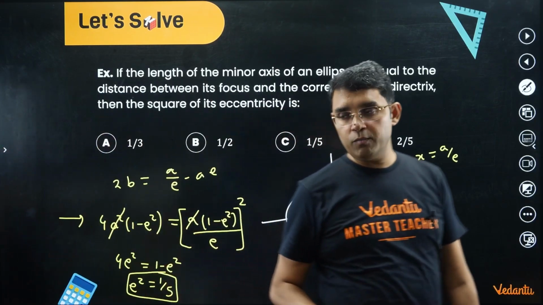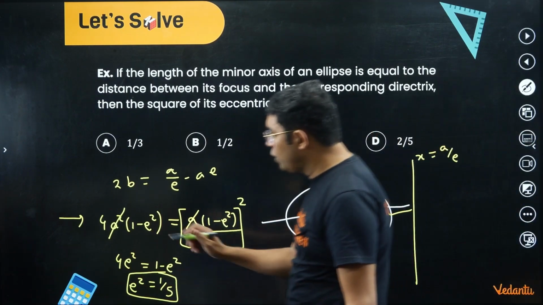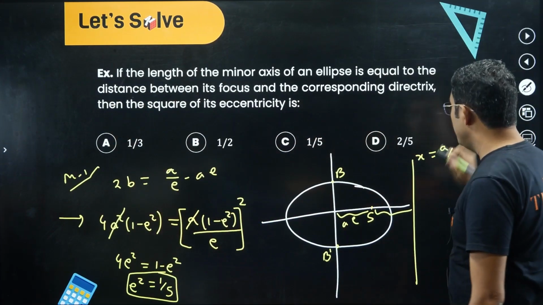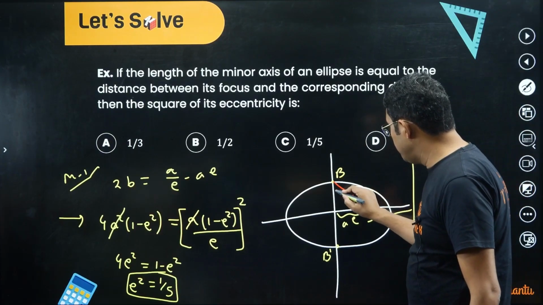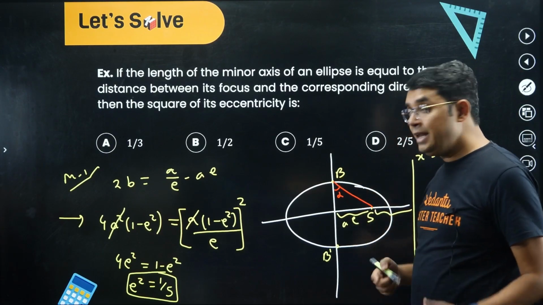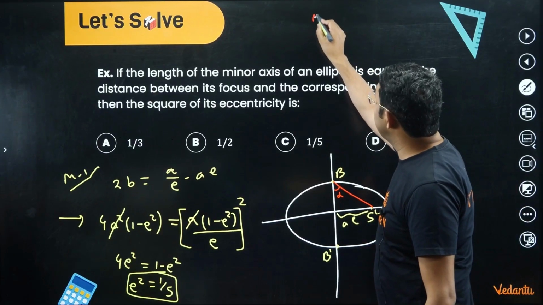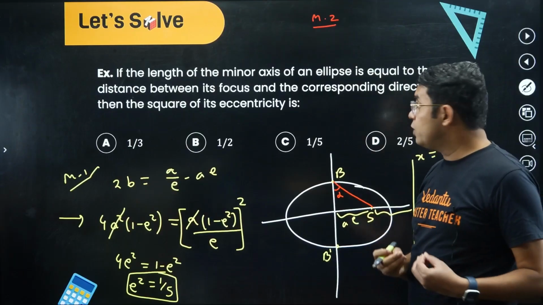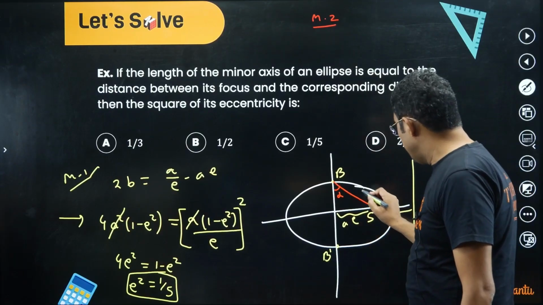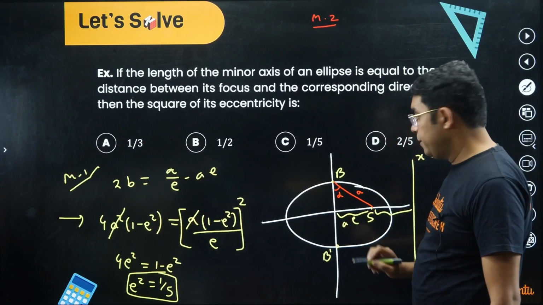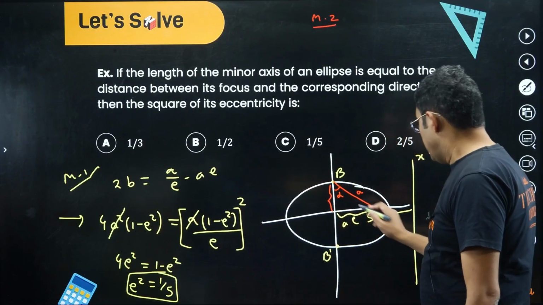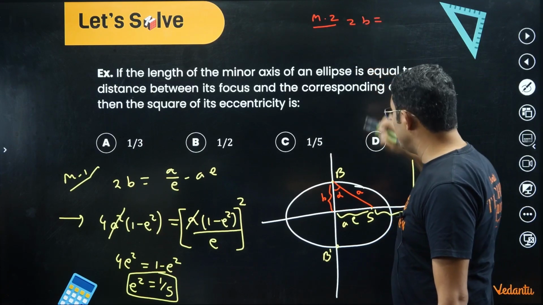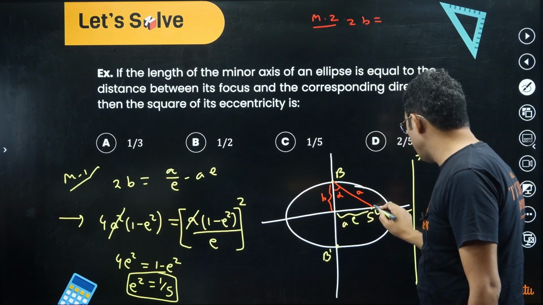Now I will tell you one more method, although the first is a very good method, there is no problem in it, but just to explore other methods. As I told you, if this angle here is alpha, then e is equal to sine alpha. So method 2 I will be doing here. Now what we are given: this length is a, this length is b, and we are given that 2b is equal to the distance from this to this.